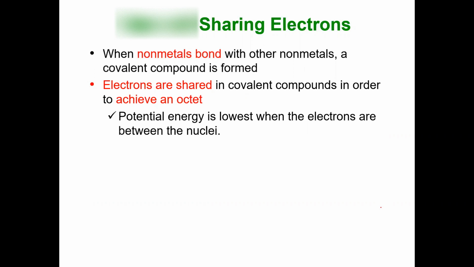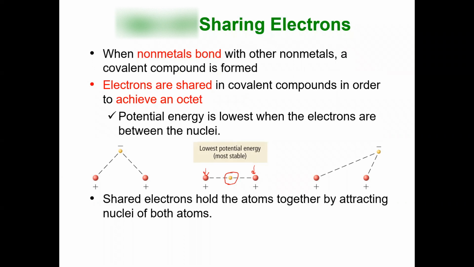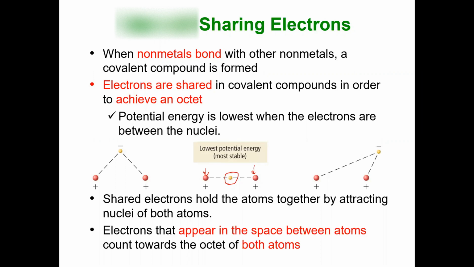The potential energy is lowest when the electrons are between the two atoms sharing these electrons. So this picture depicts exactly that: the electron being between the two nuclei of the atoms is going to create the lowest potential energy level, or the most stable situation. So shared electrons hold the atoms together because they attract both of these nuclei. Electrons that appear in the space between atoms count towards the octet for both atoms. So whenever you have shared electrons between atoms, those are going to count towards both of their octets.